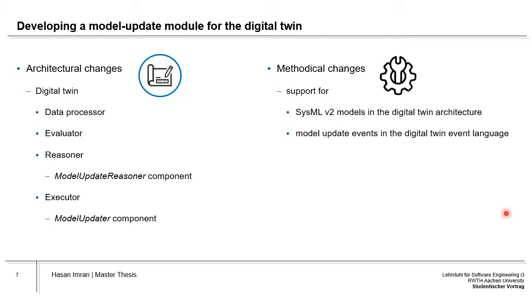In the reasoner, we introduce a new component called the model update reasoner, which takes in the goals which are categorized as model update goals. And in the executor, we have the model updater, which takes in solutions which are of type model update. And in the methodical changes, we add support for the SysML v2 models in the digital twin architecture, and in the digital twin event language, we add support for model update events.